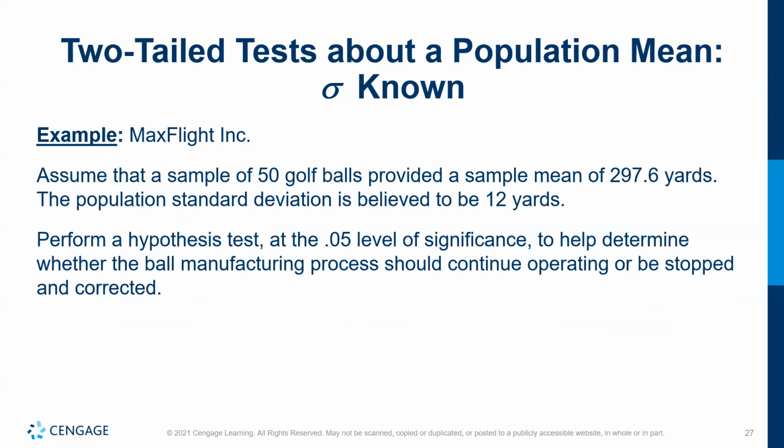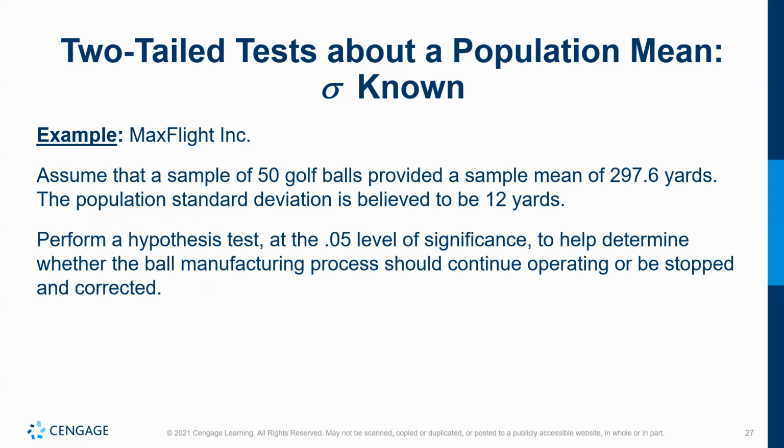Yeah. A sample of 50 golf balls provides a sample mean of 297.6 yards. The population standard deviation is believed to be 12 yards. Perform a hypothesis test at the 0.05 level of significance to help determine whether the ball manufacturing process should continue or should be adjusted. Okay.